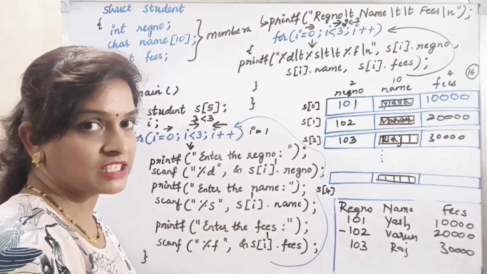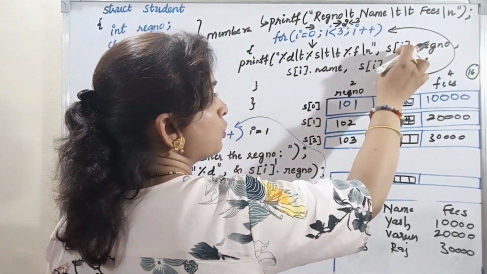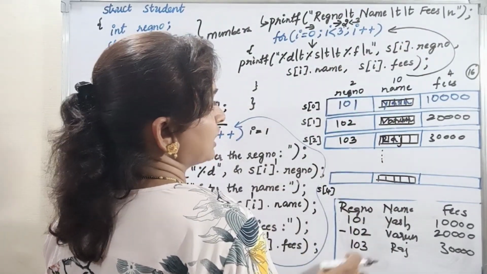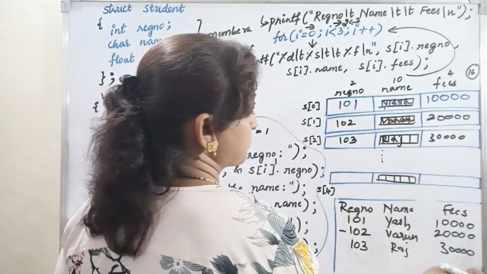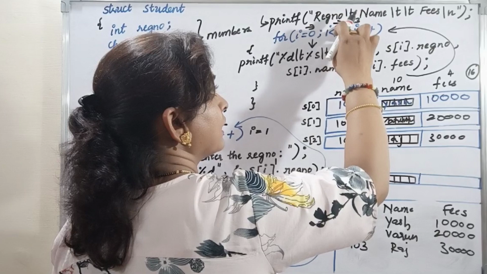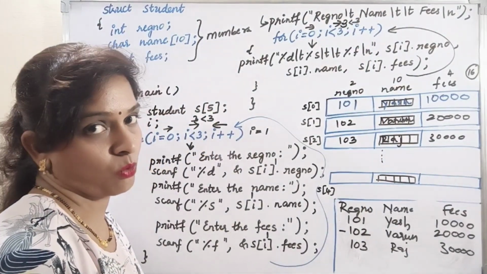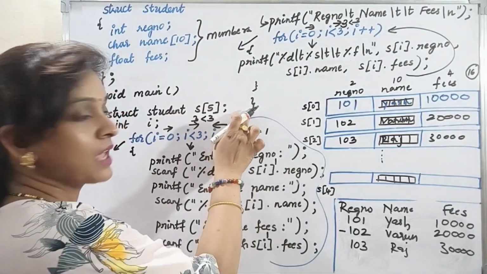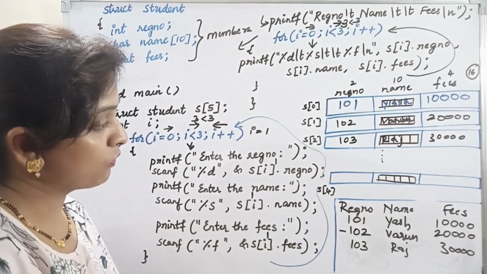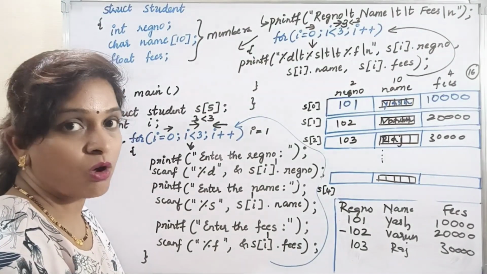2 less than 3, yes, condition satisfied. Again get inside: s of 2 dot register number which is 103, s of 2 dot name which is Raj, s of 2 dot fees which is 30,000. Loop back, it becomes 3. 3 less than 3, no, condition not satisfied. Come out of the loop and the program ends. So this is how we use the for loop and access the array of structure.